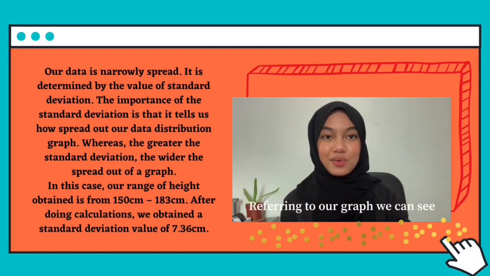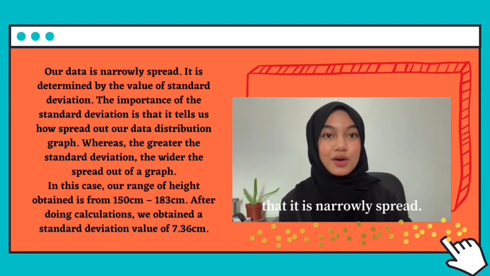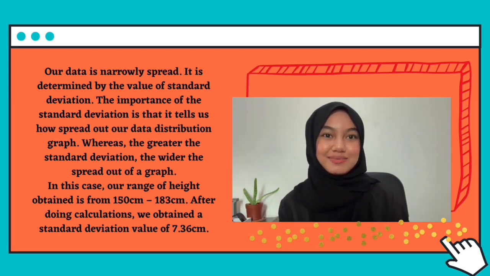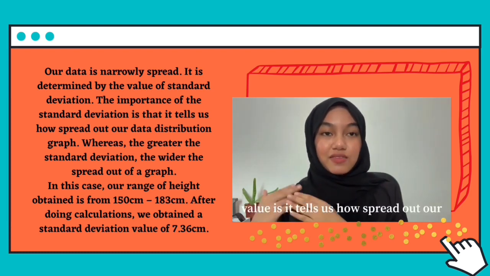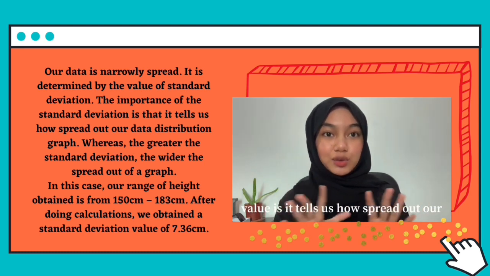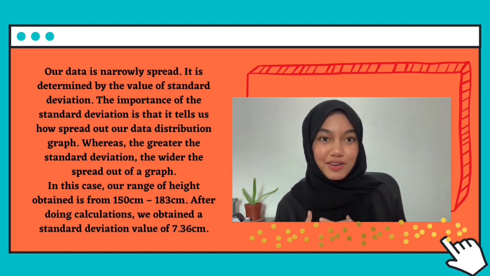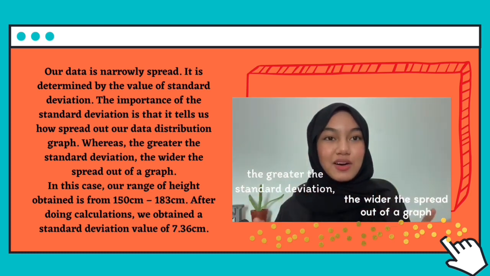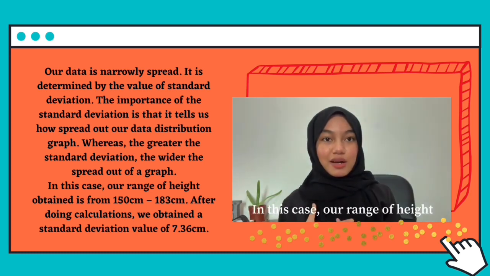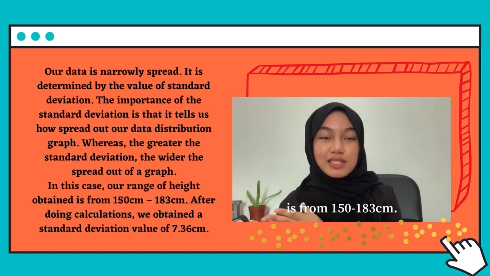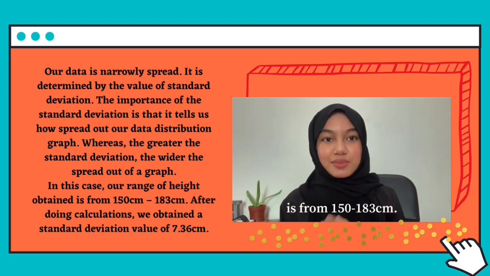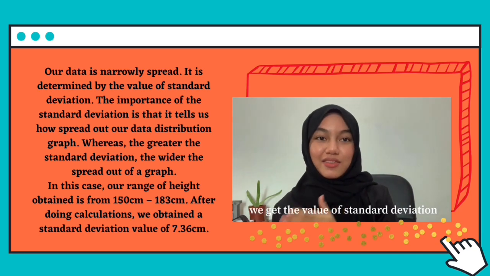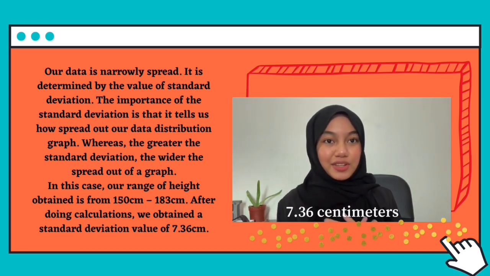Referring to our graph, we can see that it is narrowly spread. We determine that by the value of standard deviation that we obtained earlier. The importance of the standard deviation value is it tells us how spread out our data distribution graph is. Basically, the greater the standard deviation, the wider the spread of the graph. In this case, our range of height is from 150 cm to 183 cm. After doing a few calculations, we get the value of standard deviation of 7.36 cm.